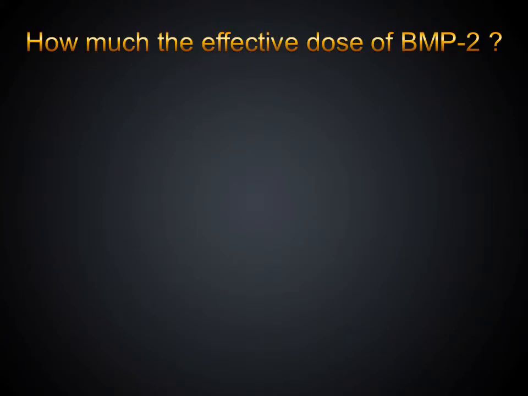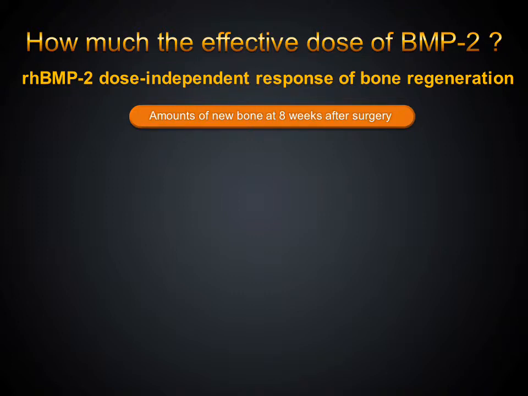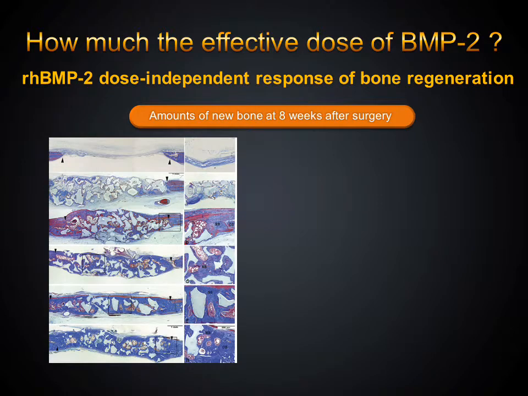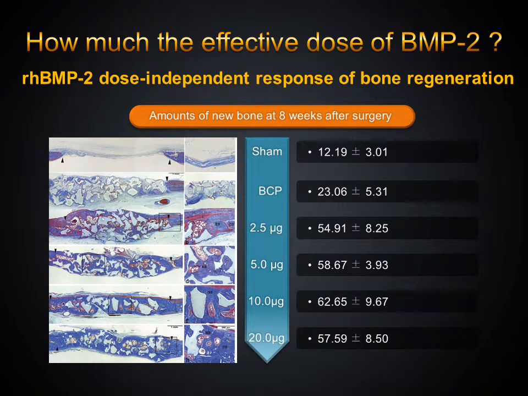What is the effective dose of BMP2? An rhBMP2 dose test was done in rat calvarial defects. The amount of new bone was measured at 8 weeks after surgery. The effective dose was from 2.5 mg to 20 mg of rhBMP2. The response of bone regeneration was dose independent.